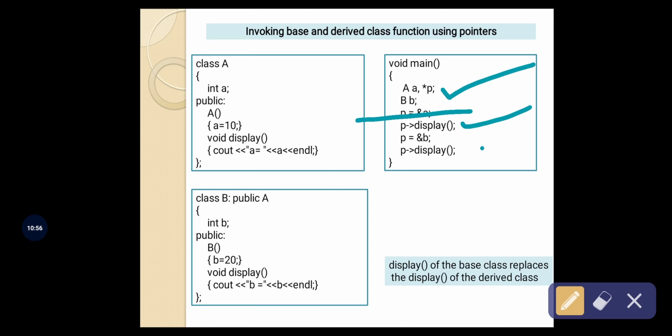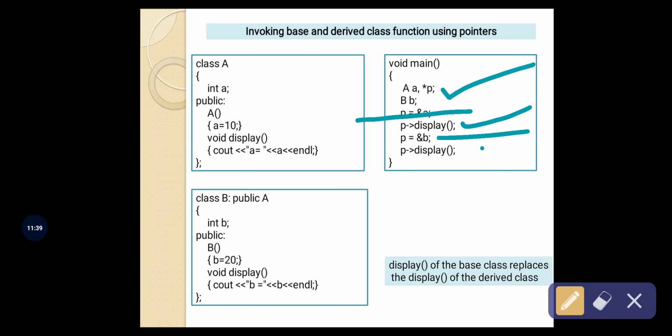So when you're taking a pointer of the base class and pointing to the object of the base class, and when you invoke the member function, in this case the member function of A is going to get invoked. So P is pointing to the object of A, and when you invoke display, it's going to invoke the display of A. Now what we do here is we change this pointer and we point this P to the object of B, and then we invoke the display. Now can you tell me what will happen here?